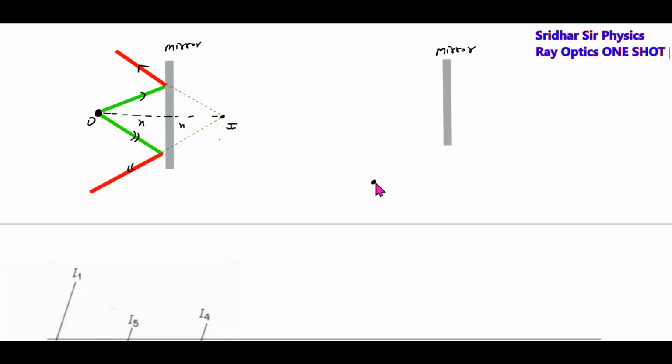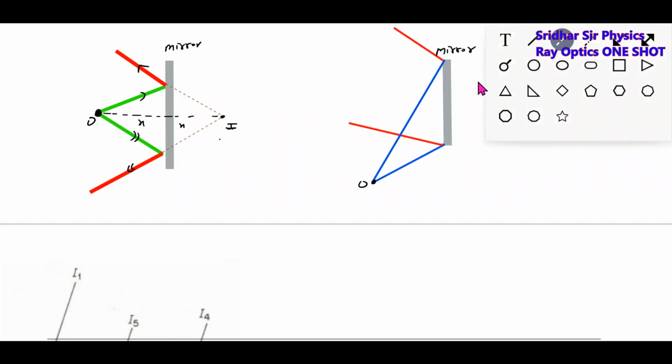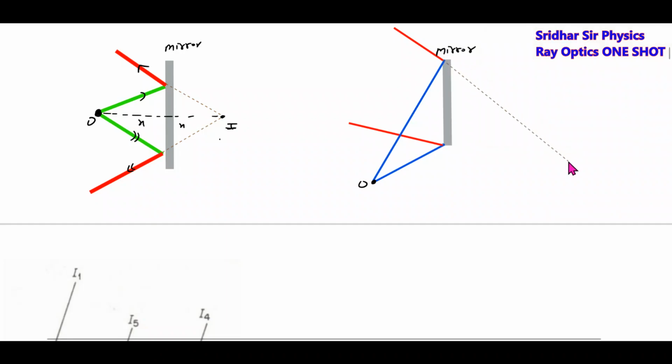Now, if the object is kept somewhere here, then what about the image? So again, we use the same method. There's the incident ray. It will get reflected. Then I'll send an incident ray at some other point, and it gets reflected. I will trace out the image. I'll extend back this reflected ray. So they will meet at a certain point. This is a rough diagram, may not be according to scale.